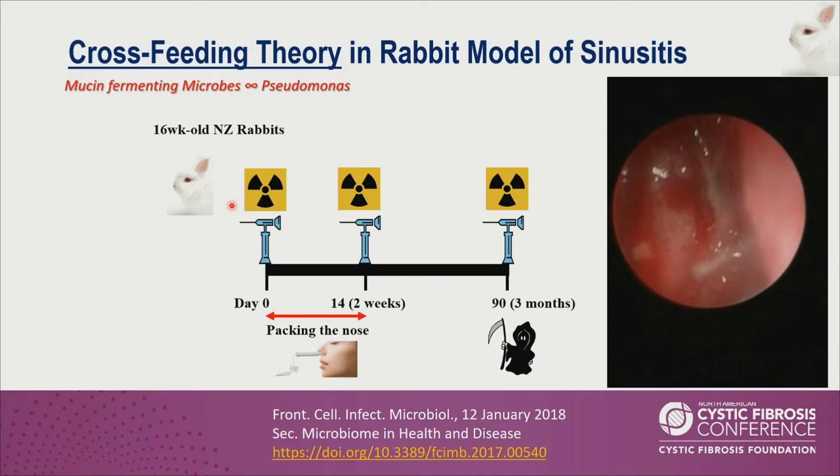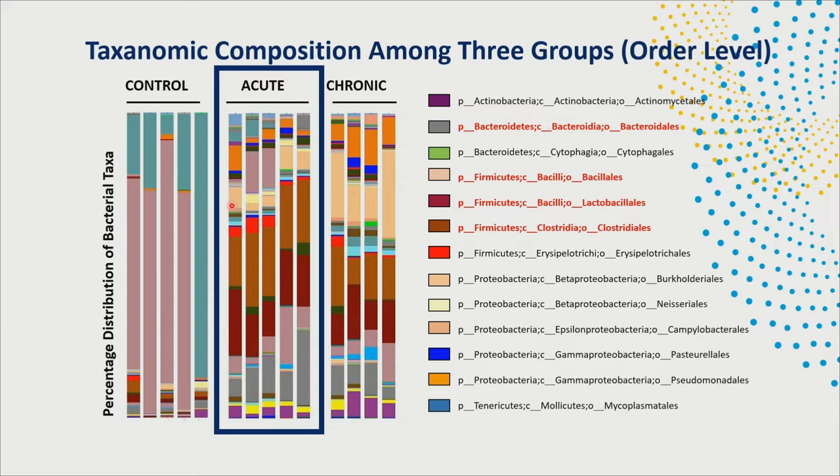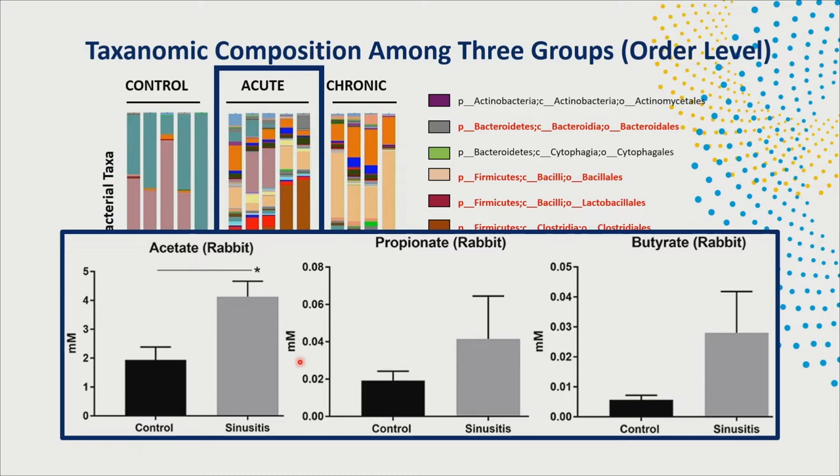In the acute stage, you see that there are a lot of mucin-fermenting microbes like Bacteroidales, Bacillales, Lactobacillales, and Clostridiales. These are the findings here, brownish and also gray. These mucin-fermenting microbes are predominant. At the same time, all the short-chain fatty acid levels are significantly higher.